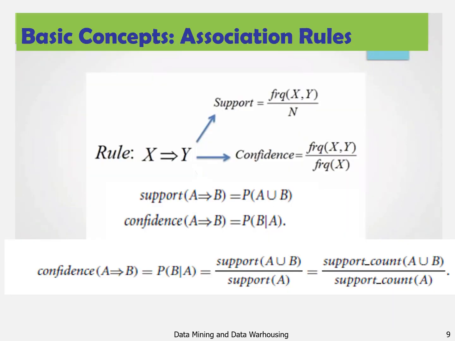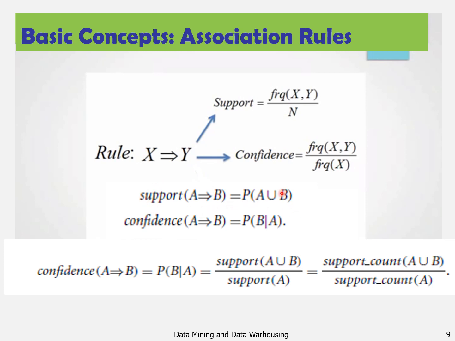Now, to calculate association rules, you need to know the support and the confidence for each rule. The support of a rule is the frequency of occurrence. So if we have a rule that if X exists, then Y exists, the support is the frequency of X and Y happening together divided by N, the total number of transactions. And the confidence is the frequency of X and Y happening together divided by the frequency of X.